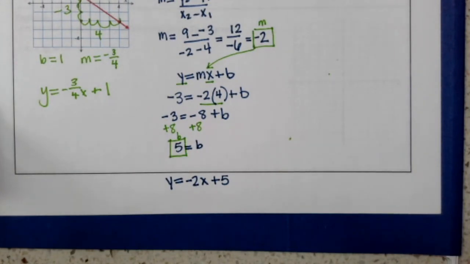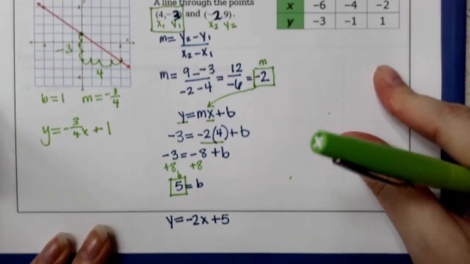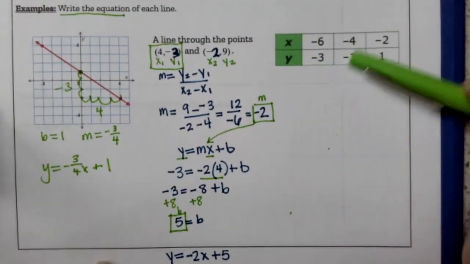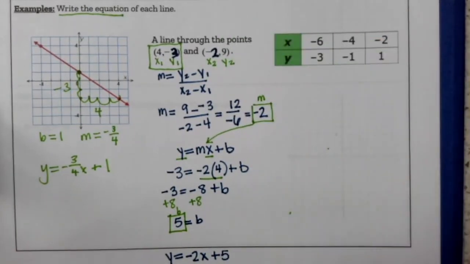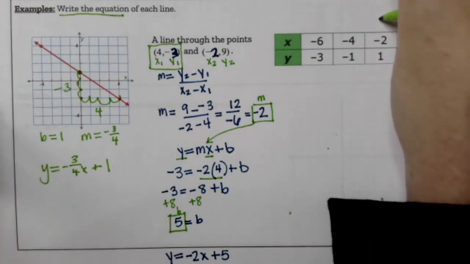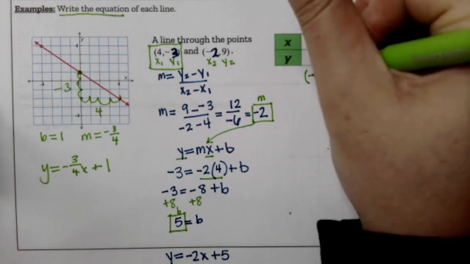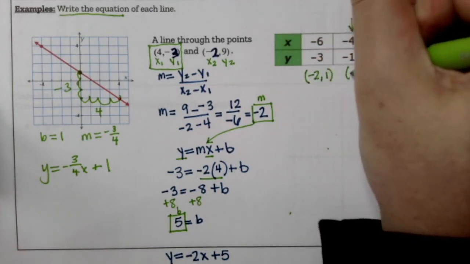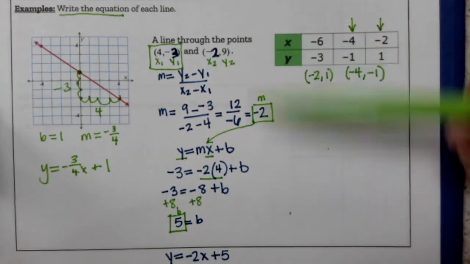So that's the process if you don't have a graph. And I'm not going to go through the entire table example because it's exactly the same as this. You just can choose whatever 2 points you want. So I personally would use this one and this one. And then you would follow the exact same process.